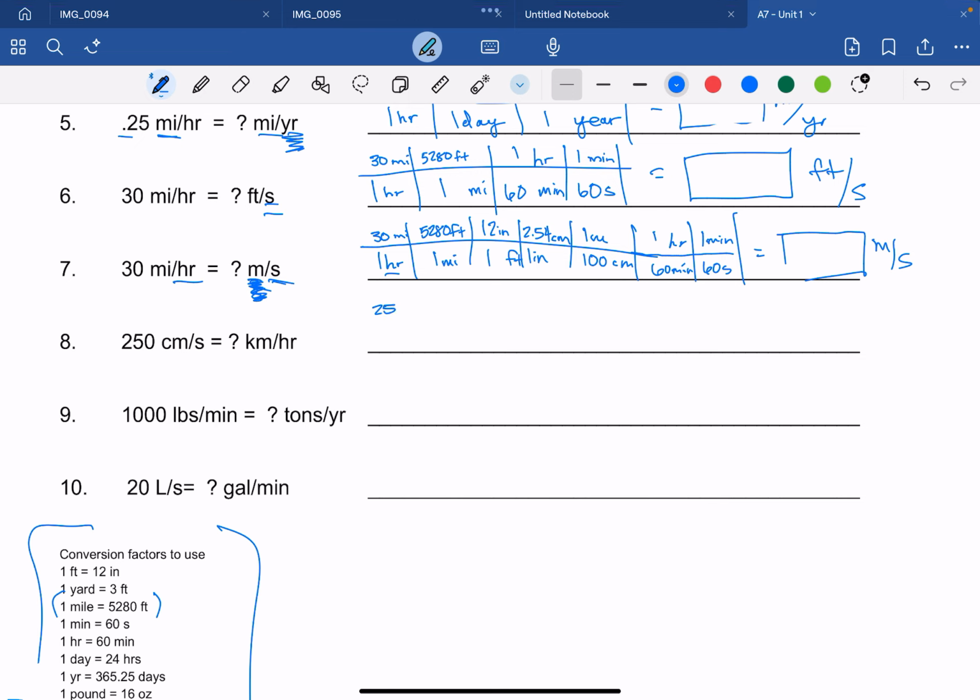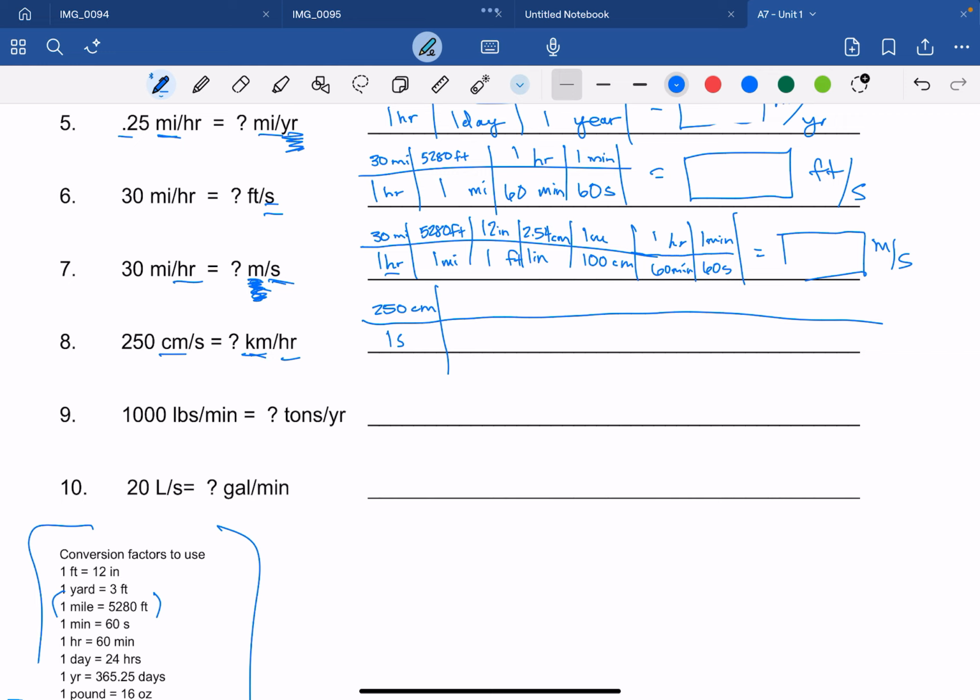Number 8, 250 centimeters per second, 1 second. And we want to get to kilometers per hour. So centimeters are metric, kilometers are metric. We don't have to get down to that bridge.